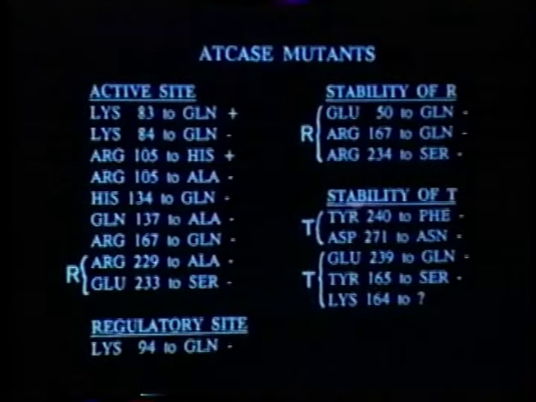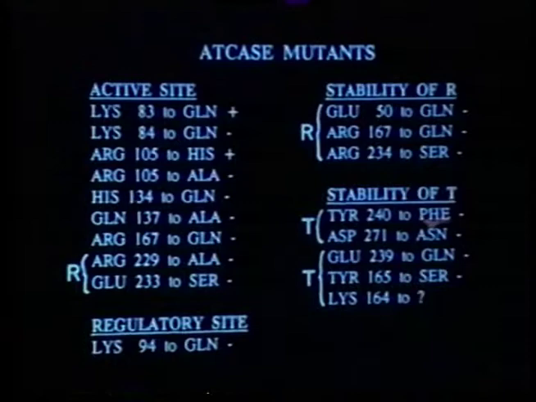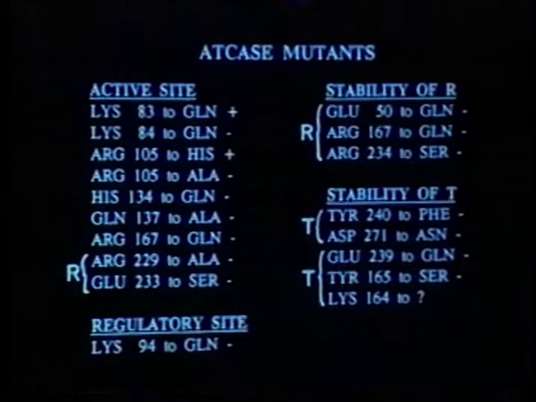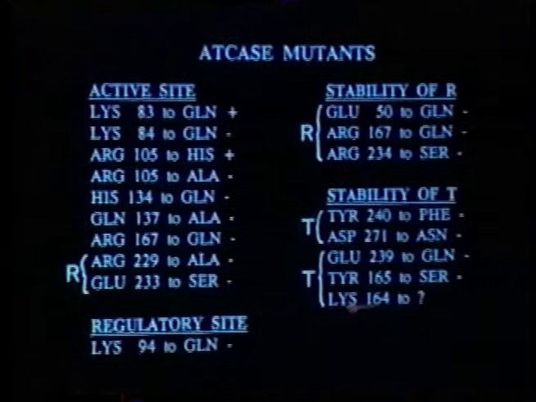Now, the stability of the T form: tyrosine 240 modified to phenylalanine disturbs that salt link, the bridge to aspartate 271. And when that's modified to asparagine, you also get a destabilization of the T form. And finally, the one that I just pointed out, glutamic 239 to glutamine, disturbs the T form because you don't have the intersubunit bridging anymore. And the same for tyrosine to serine. Lysine 164 has not yet been modified. That's one of the ones that hasn't been done.